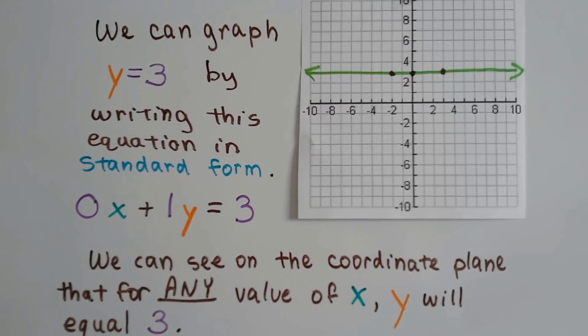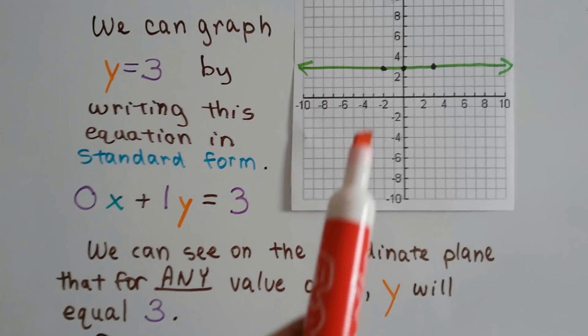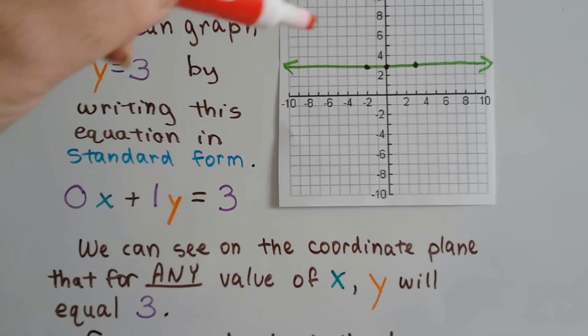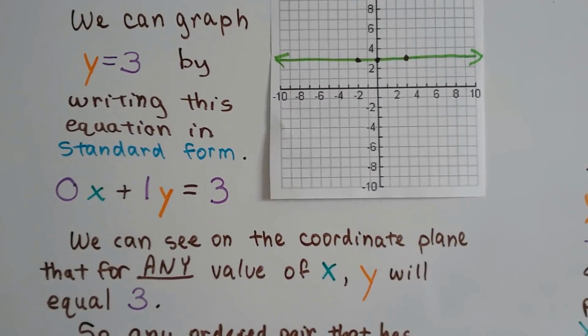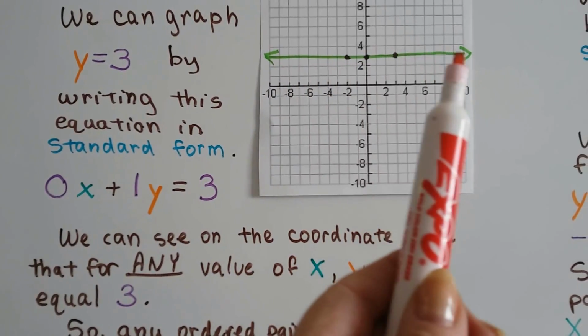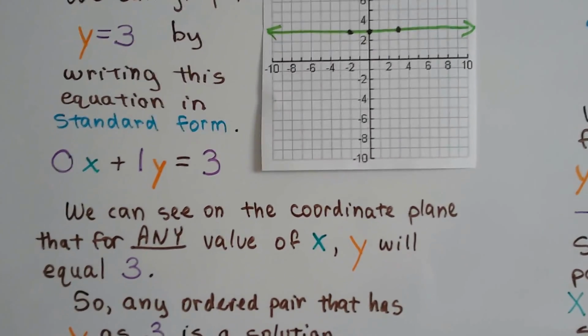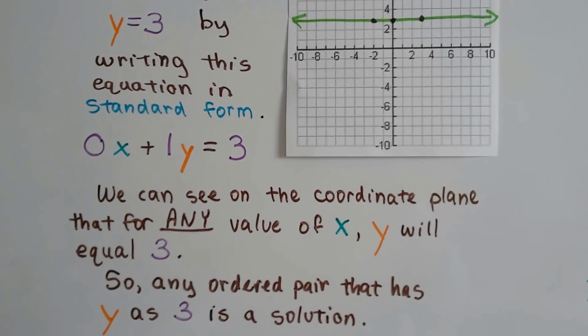And we can see on the coordinate plane that for any value of x, y is going to be equal to 3. So y is at the 3 right here. It's crossing the y-axis at the 3 point. And it doesn't matter what point we choose on the line, y is going to be at 3. See that? So any ordered pair that has y as a 3 is a solution.